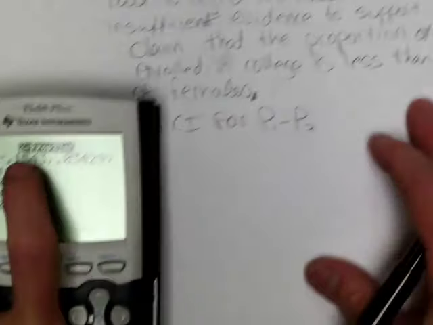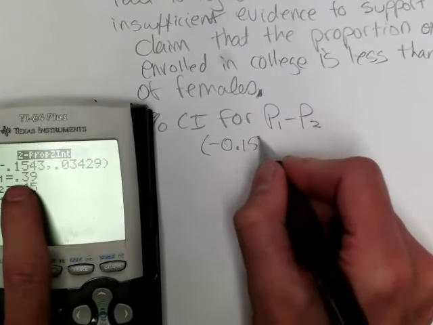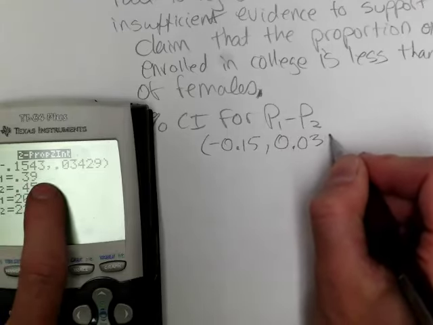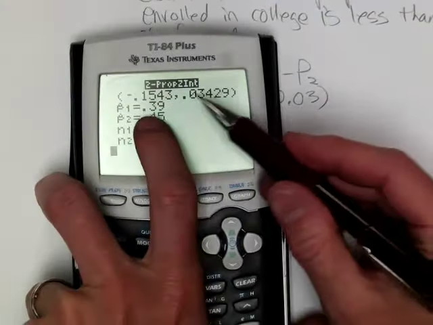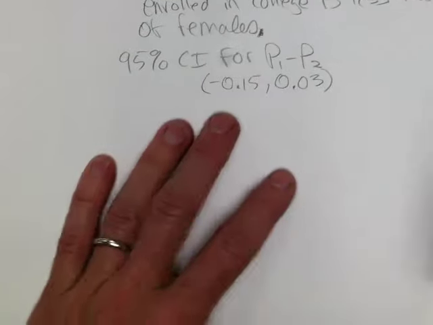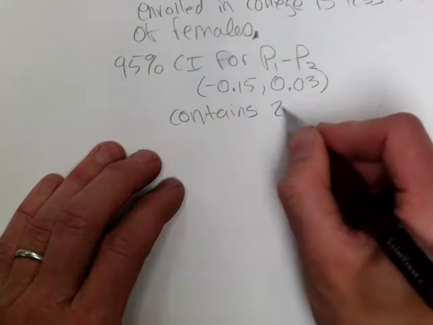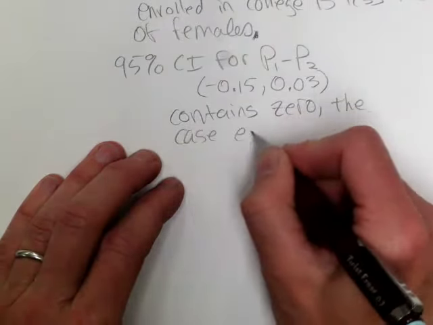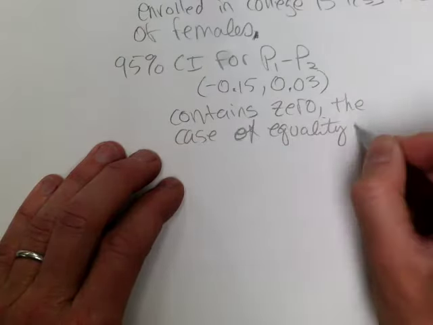The confidence interval limits go from about negative 0.15 up to about 0.03. I could carry that out a little further if I wanted to. Look at these confidence interval limits. This confidence interval contains 0, the case of equality from the null.